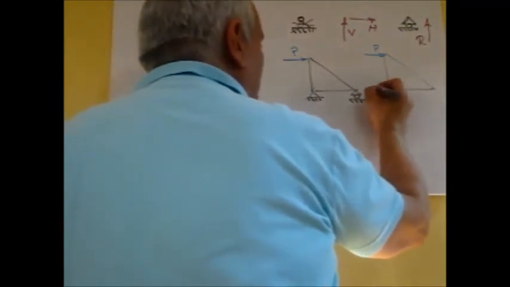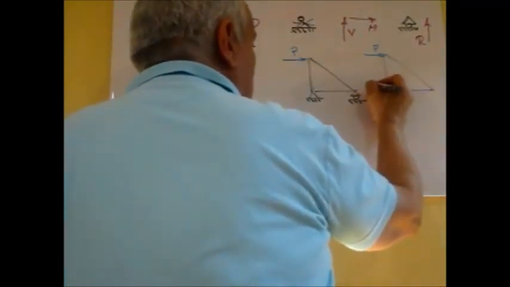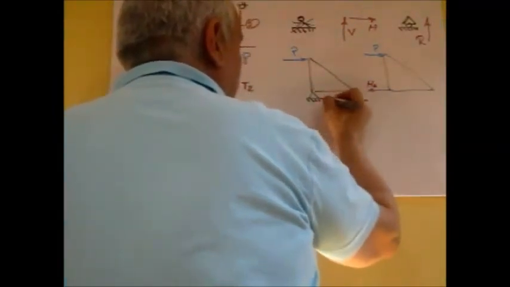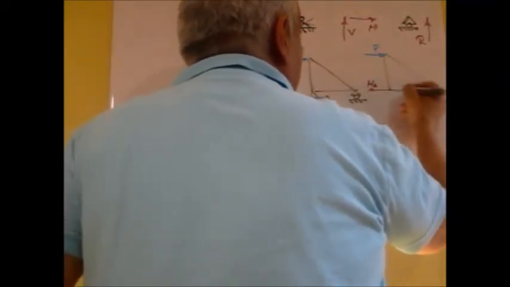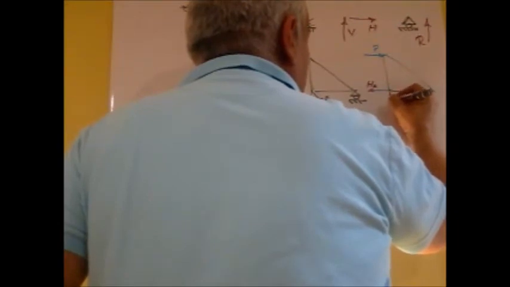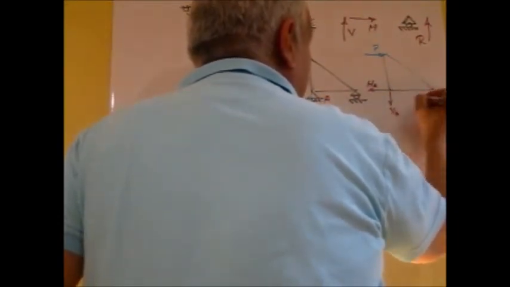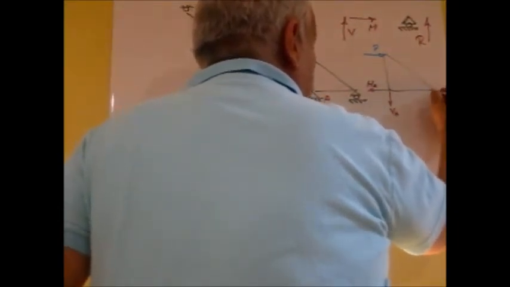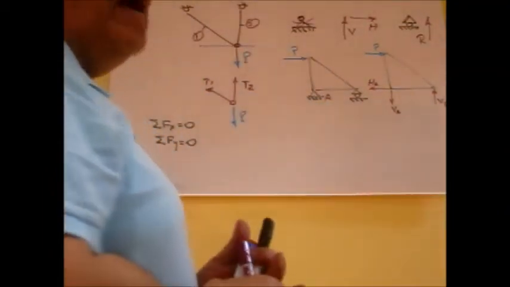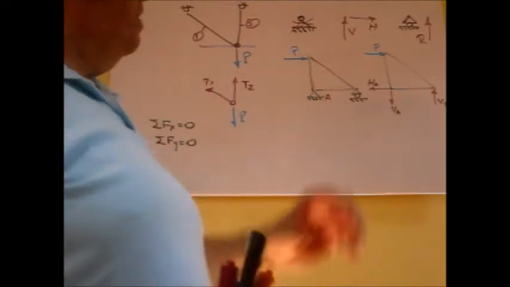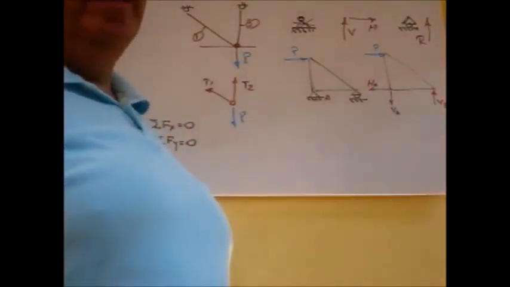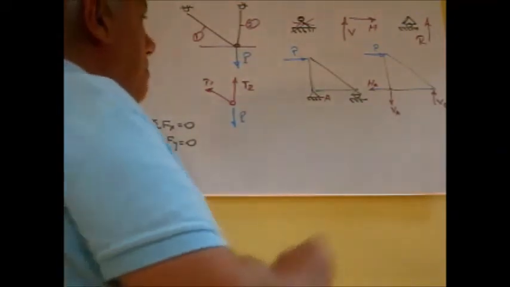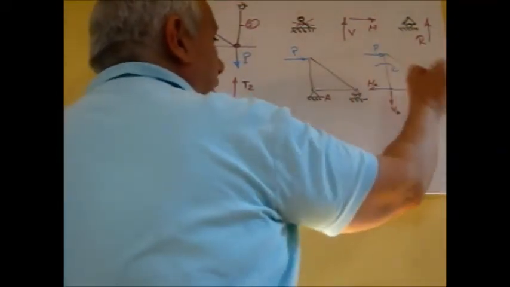Here I have this horizontal reaction, HA, and a vertical reaction, and I'm going to have another vertical reaction. I'm going to draw it like this: VA, VB. You see now, the sum of the forces on the horizontal axis should be 0. P and HA should have the same value. P and HA make a couple, which rotates this way.